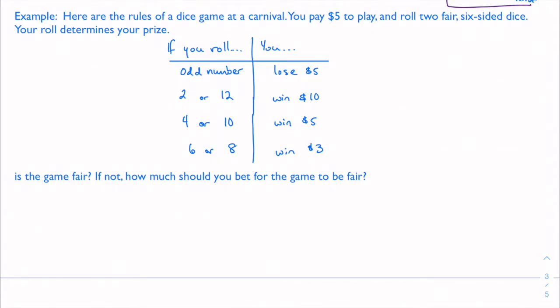If you roll a 2 or a 12, you win $10. If you roll a 4 or a 10, you win $5, and a 6 or an 8, you win $3. We'll talk about why I set this up this way in a minute, but if you know anything about how hard it is to roll a 2 or a 12, you know why the prize is so big. Is the game fair? If not, how much should you bet for the game to be fair? Well, we know that a game is fair, we just said, if the expected value is 0. So let's find the expected value of this game.